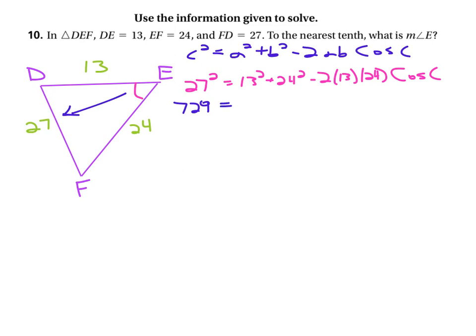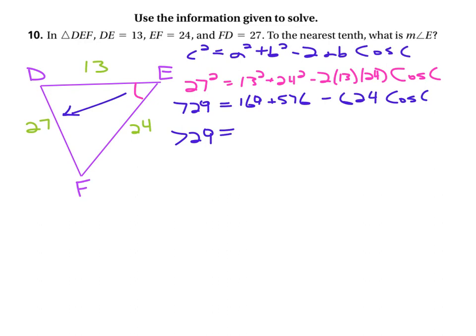equals, what is 13 squared? 169. What is 24 squared? 576. And what is negative 2 times 13 times 24? You get negative 624 times cosine C. Okay? What we can combine at this point, and hopefully you will practice these enough to be able to get this in your brain, is we can combine these two.